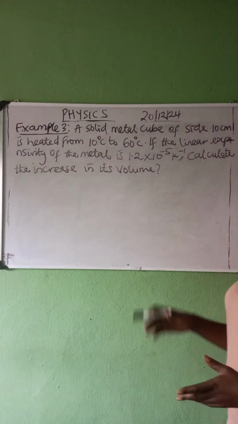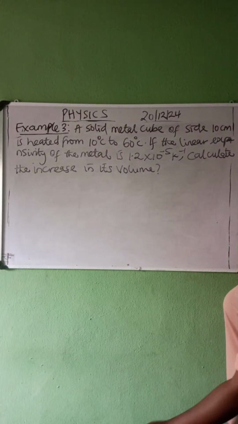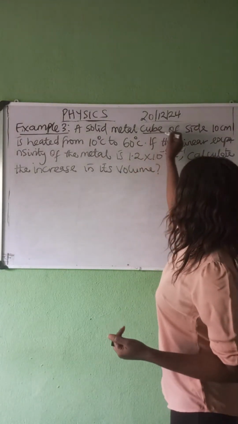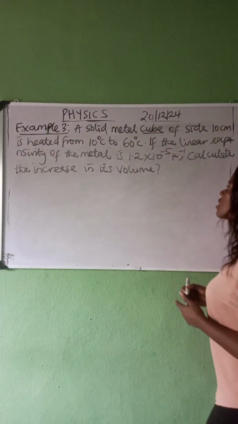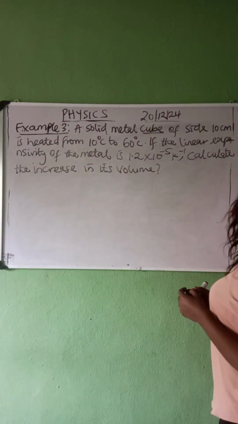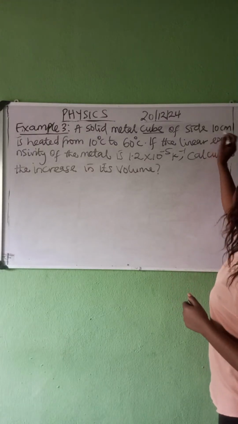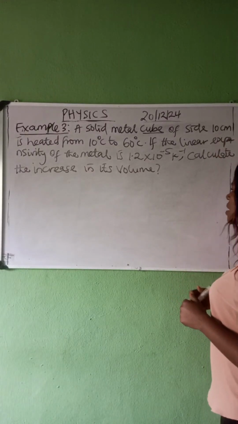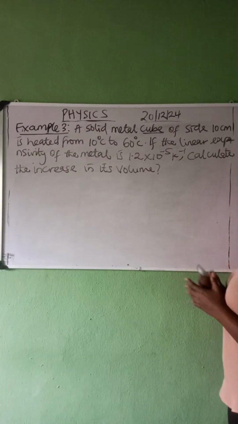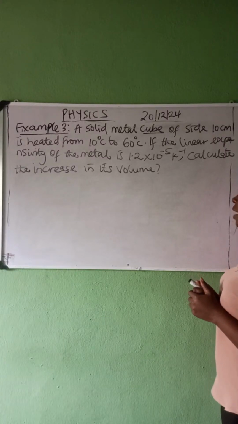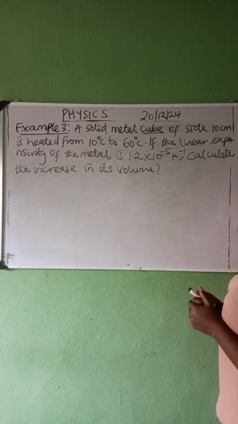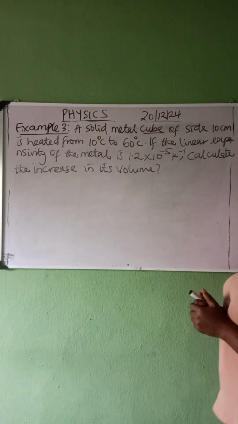All right, so let's solve this problem. A solid metal cube. One thing you must know about this question, once you hear cube, something will come to your mind because a cube, all the sides are equal. All right, a solid metal cube of sides 10 centimeter is heated from 10 degrees Celsius to 60 degrees Celsius. If the linear expansivity of the metal is 1.2 times 10 to the power of minus 5 per Kelvin, calculate the increase in its volume.